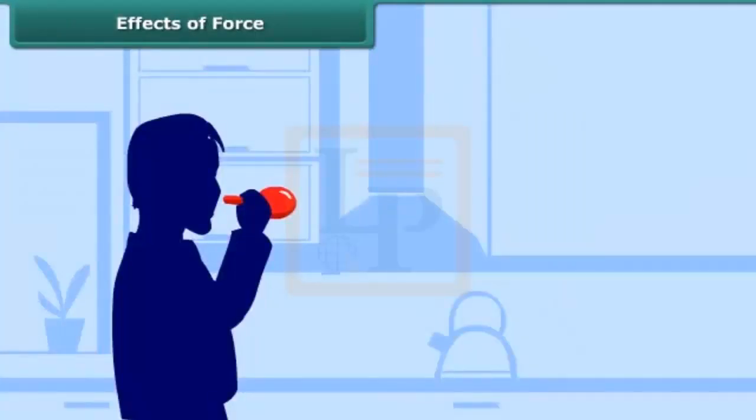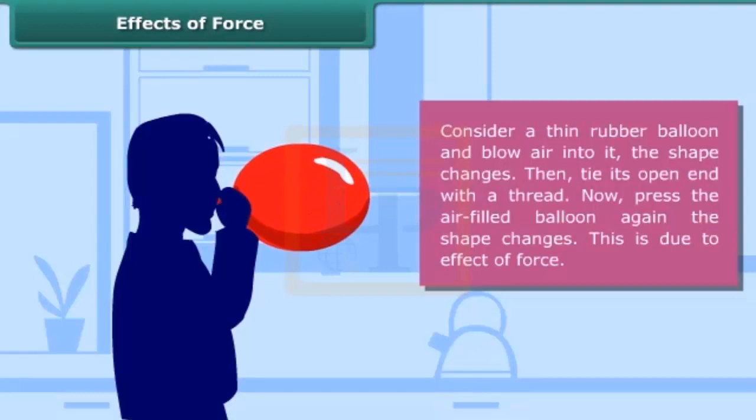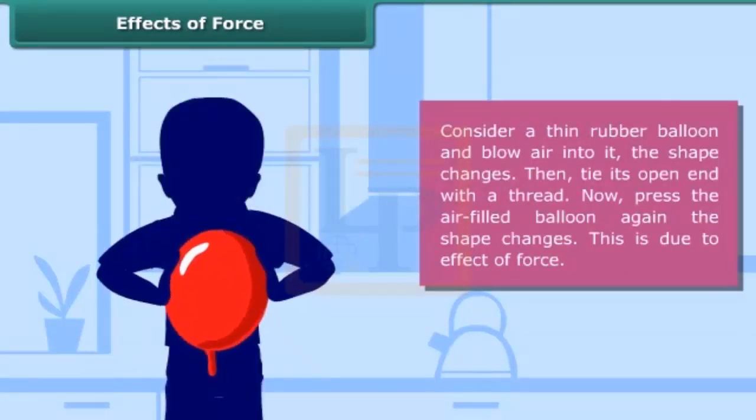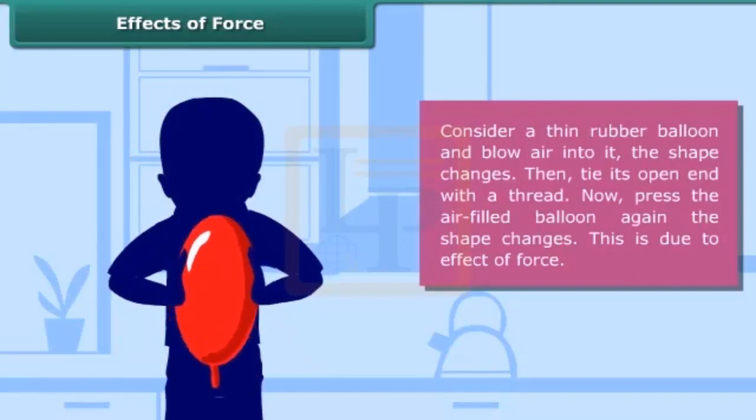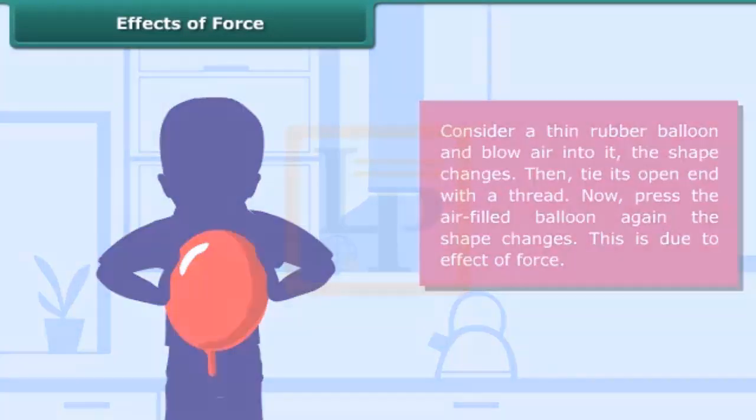Effects of force. Consider a thin rubber balloon and blow air into it, the shape changes. Then tie its open end with a thread. Now press the air-filled balloon, you will see again the shape changes. This is due to the effect of force.